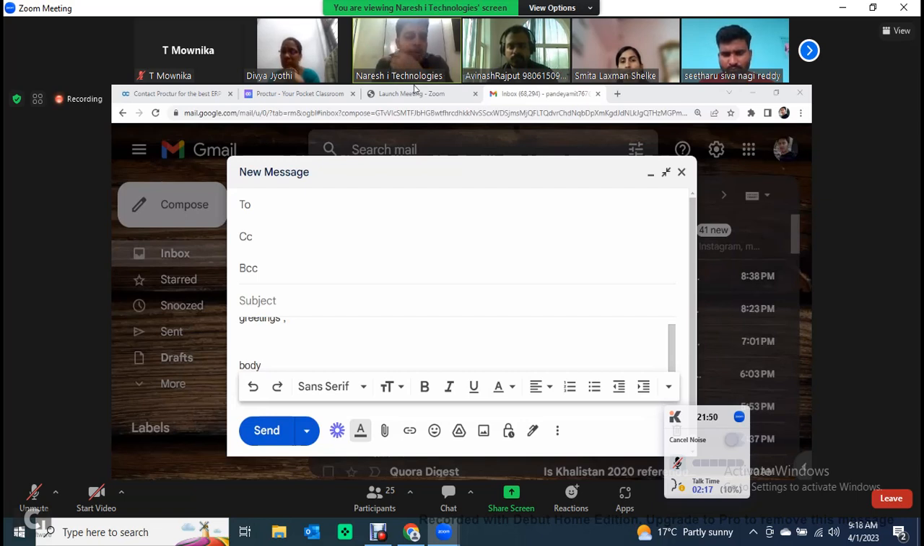So in case you want to send something to someone, and at the same time you want that person not to know that you are sending the same thing to someone else, you can include them in BCC. Okay. Clear everyone now? Yes, sir. If you have 3 to 4 mail IDs, you can try it at home.